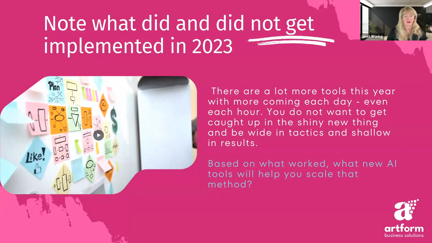So then, armed with that data of what worked and what didn't work, was there anything that you planned to implement in 2023 that just didn't happen? And is it something that you can implement in 2024 and use an AI tool to bring it over the finish line?